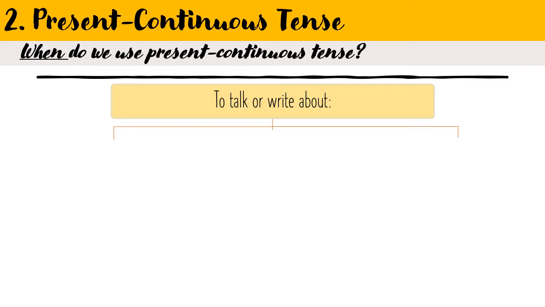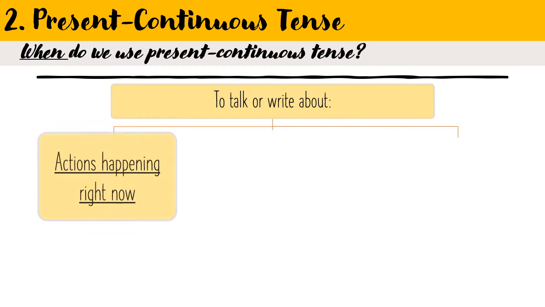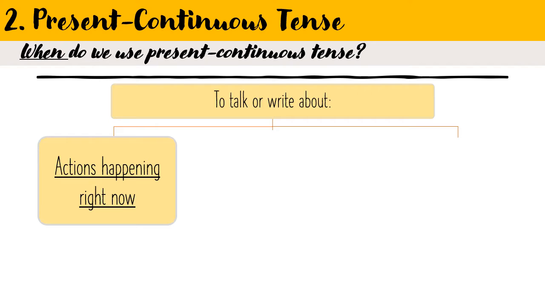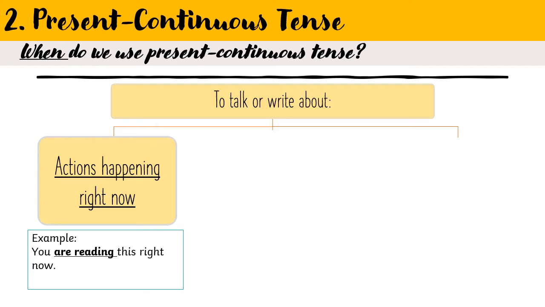Now, when do we use present continuous tense? We use it to talk or write about actions that are happening now. For example, what is happening now? You are reading this right now. You are listening to me. I am talking and I am doing this presentation. I am teaching you. Okay, these are examples of present continuous tense. It has the auxiliary verb am, is, or are, and also the verb ending with ing. So that is present continuous tense.